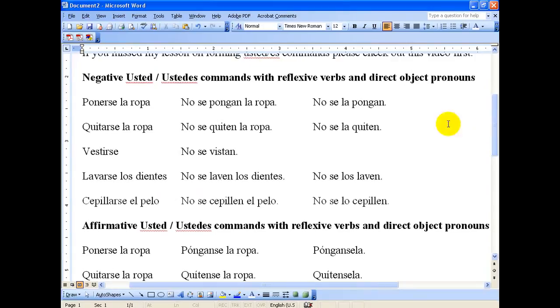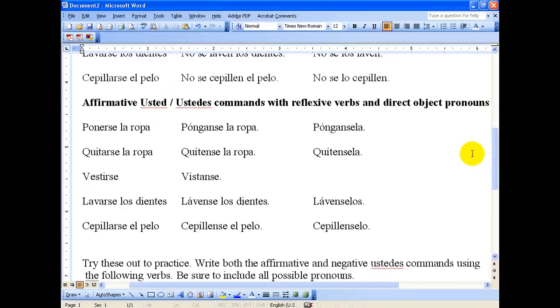I'm going to use the same 5 verbs here, but I'm going to put them into an affirmative setting. So I'm going to tell somebody to do these things. So for the first one, to put on clothes, I'm going to say put on the clothing, and then I'm going to say put it on. Okay, this is where this becomes difficult. So try and take this one step at a time.